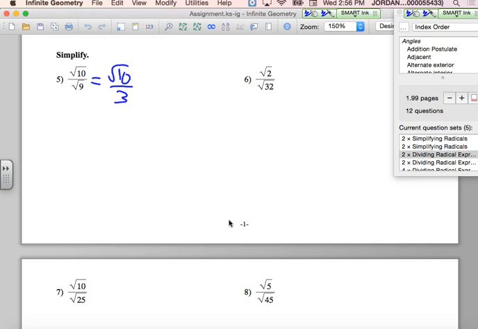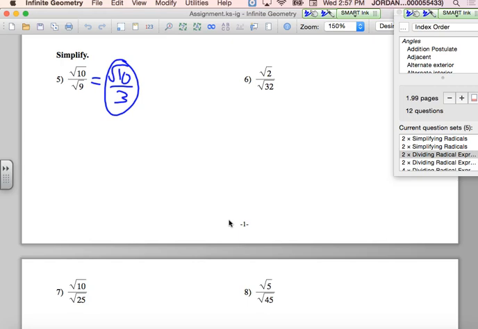So 10, perfect squares that will go into 10, well, 4. 4 won't go into 10, 9 won't go into 10. So there's no way to simplify that anymore because nothing can simplify the square root up top. So that's just square root of 10 over 3. Okay, so number 6. Now the bottom square root, 32, that's not a perfect square.